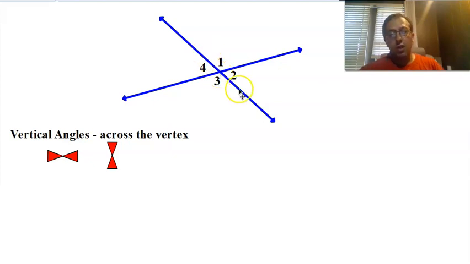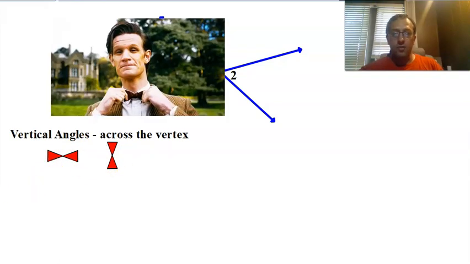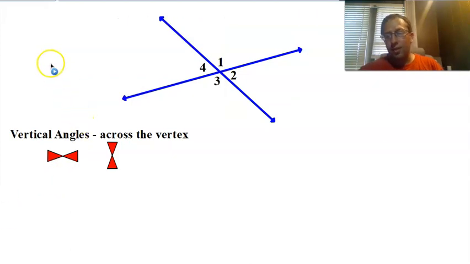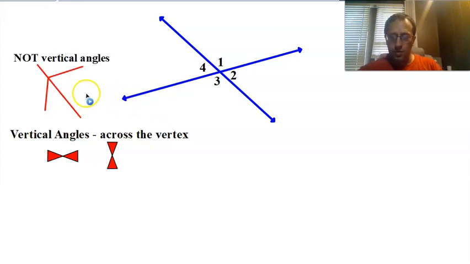That's what it means. And only when we have these straight lines like this. And it's always going to look like either a bow tie or an hourglass. Depends on if you're interested in doctors or black widows, right? So, either way, these are not vertical angles. No vertical angles right here. Because again, we don't have that bow tie, we don't have the vertex, the hourglass there.